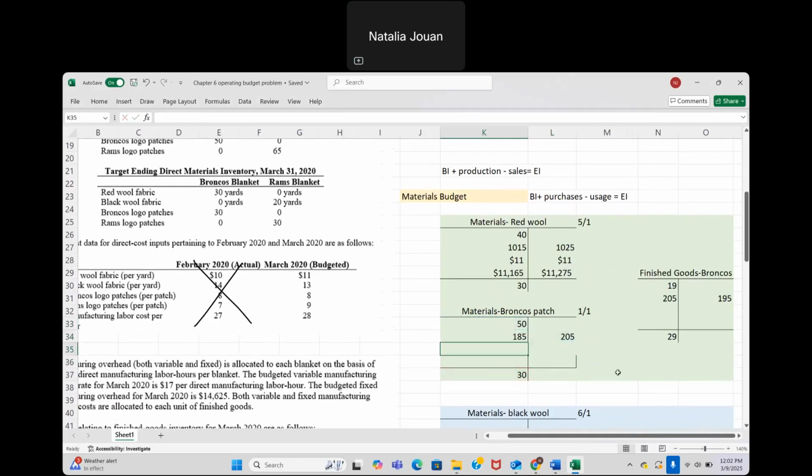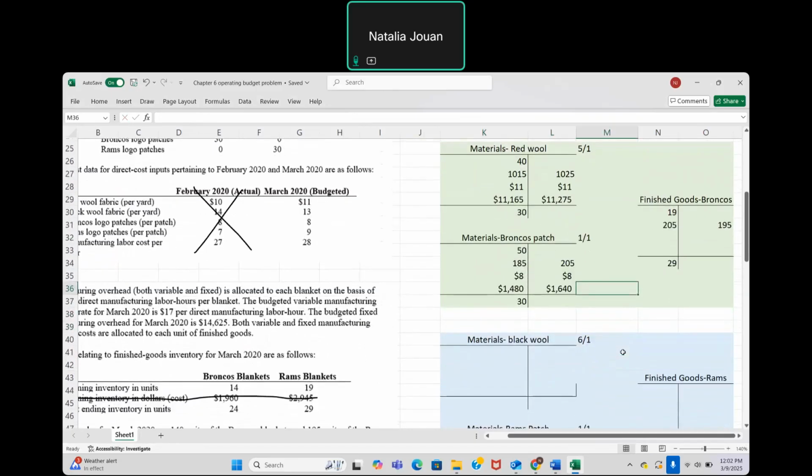To buy 185. Now let's put the pricing to it. It's $8 a patch. It's from the handout. So 185 times the 8. And the same thing for the usage. Same formula. Right. So we have the units, we have the cost.